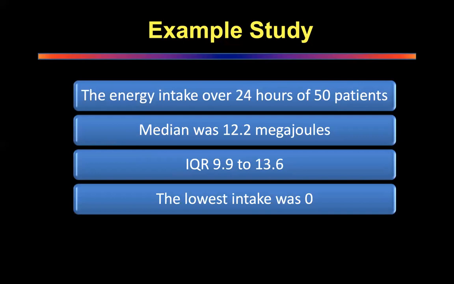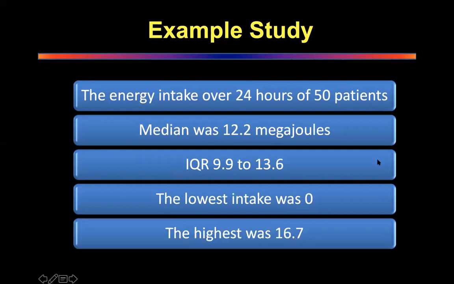The lowest intake was 0. That means some patients were nil by mouth. And the highest was 16.7. So this is a study which has looked at it. Now, how can I represent this to the audience? That is the key thing. We've got a median value. The statistics has calculated the interquartile values of third quartile and first quartile. The highest we know is 16.7. But how do I tell this information to the audience? You will not understand it. The moment I speak this, it makes no sense to you.